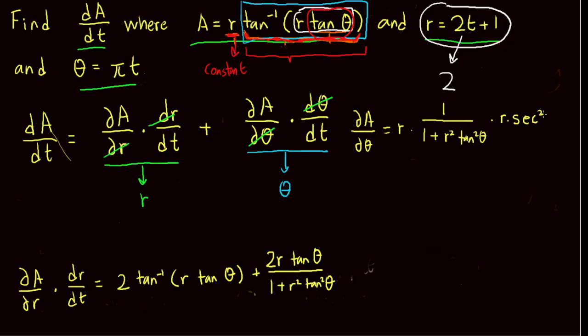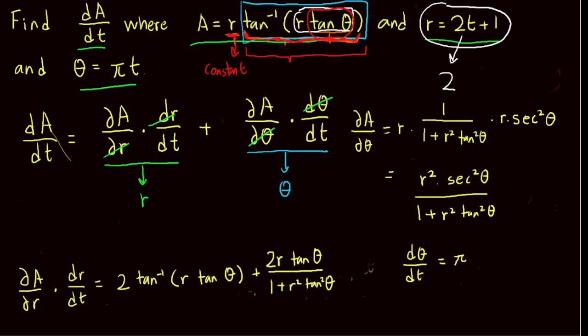Sec square theta. But let me just double check one more time to make sure that we are correct, because I also sometimes do forget what's the derivative. Yeah, sec square, right? So it's confirmed it's sec square, and therefore your del A over del theta would become r square sec square theta over 1 plus r square tan square theta. And your d theta over dt is just simply pi.